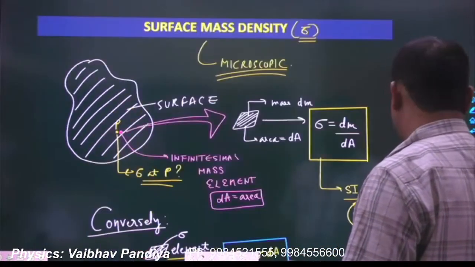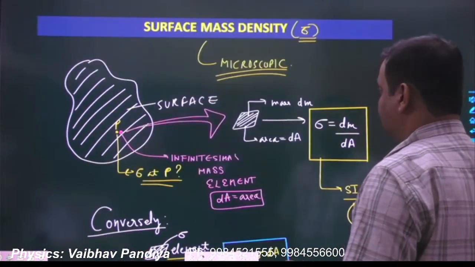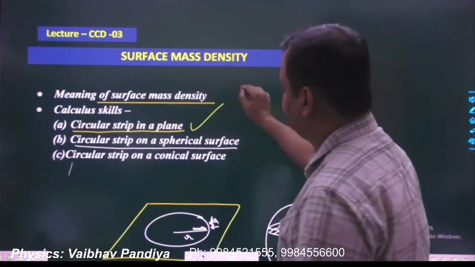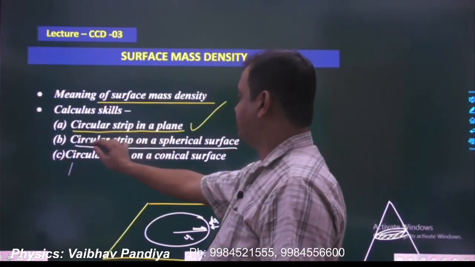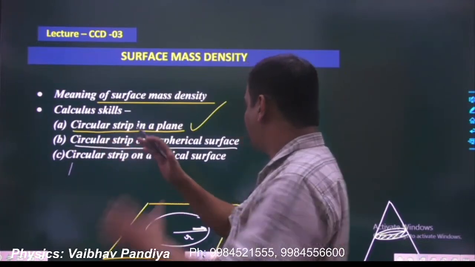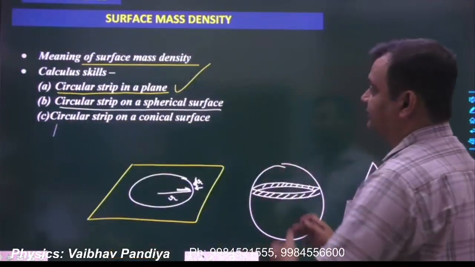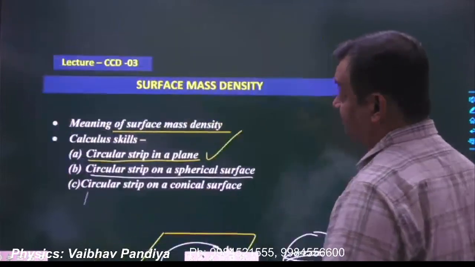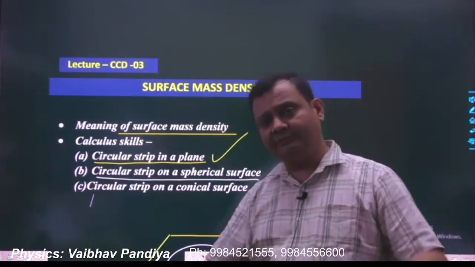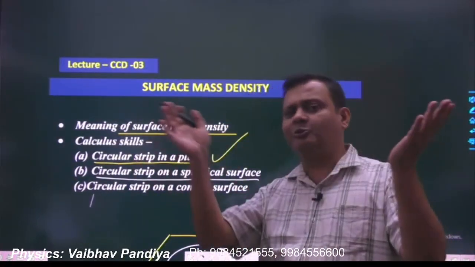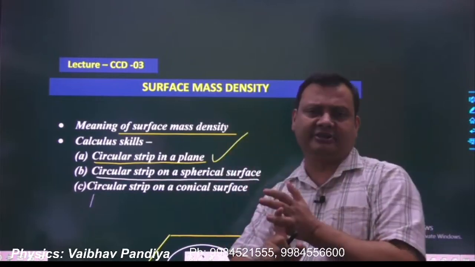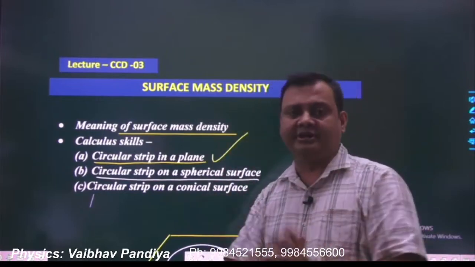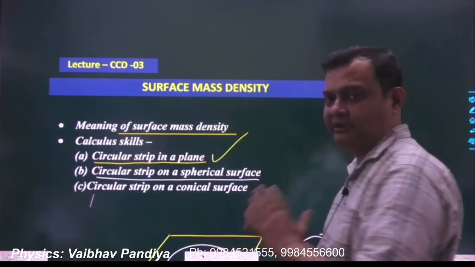And in the next lecture, we will see more skills like the one we have seen in this lecture. In the next lecture, we will cover the circular strip on a spherical surface, and then we'll see a circular strip on a conical surface. And these are very fundamental and important skills of calculus when you are finding different kinds of quantities like gravitational field, moment of inertia, electric field, magnetic moment, so many quantities. So all such skills of calculus will remain the same.